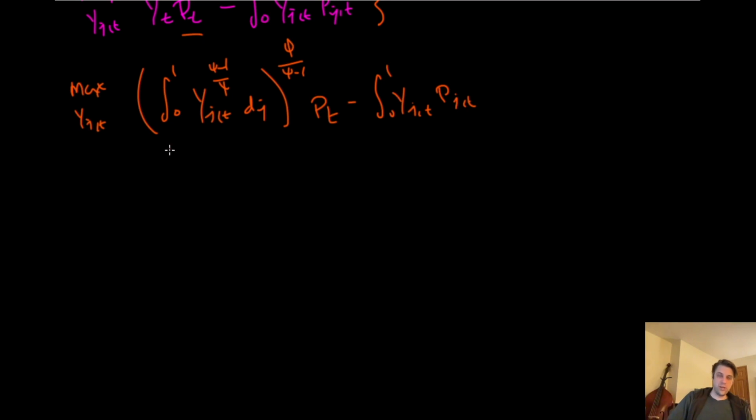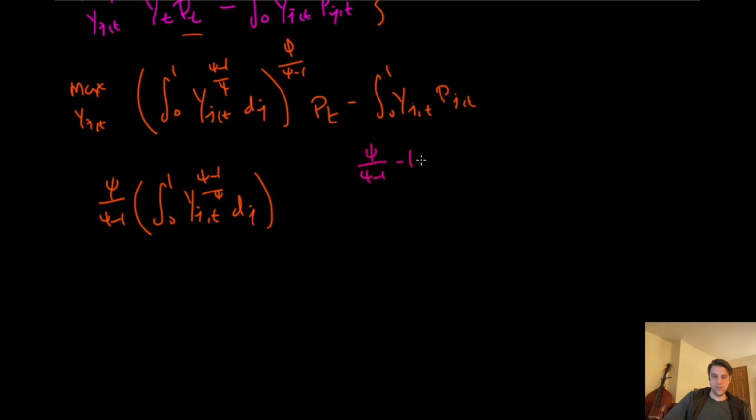Okay, so what do we need to do? We take the chain rule. We start at the outside. So we're going to get psi over psi minus 1 times the aggregator, YJT to the psi minus 1 over psi dj, to the power psi over psi minus 1 minus 1. Let's do that maths on the sidebar. We're going to have psi over psi minus 1 minus 1, and we'll write minus 1 as psi minus 1 over psi minus 1. So we're going to have psi minus psi plus 1 divided by psi minus 1. So we'll get 1 over psi minus 1, 1 over psi minus 1 here.